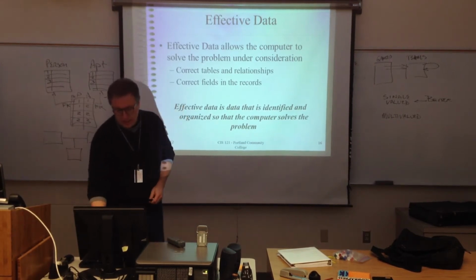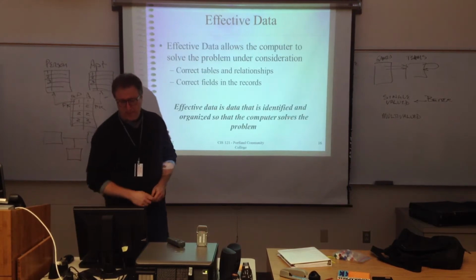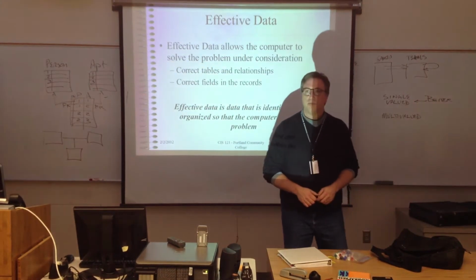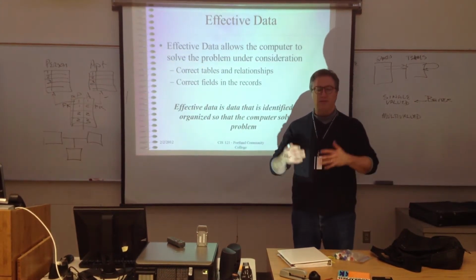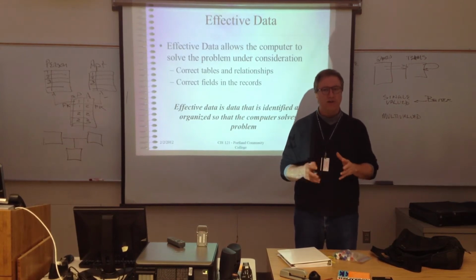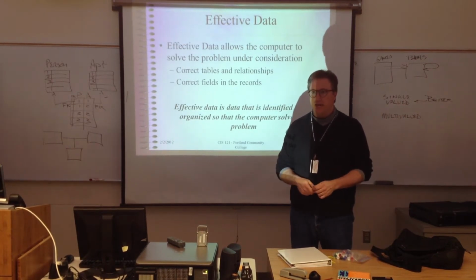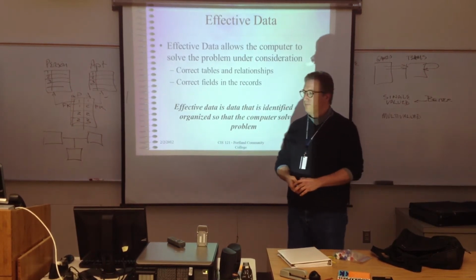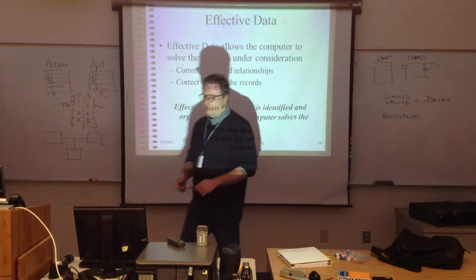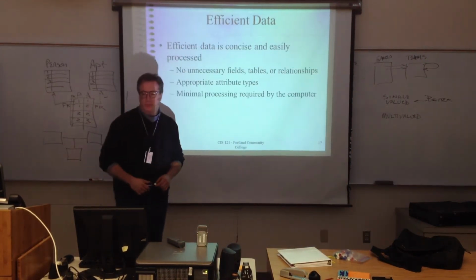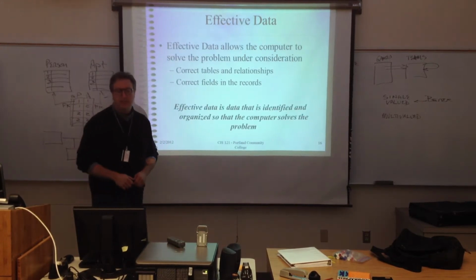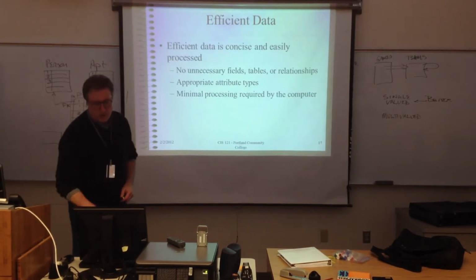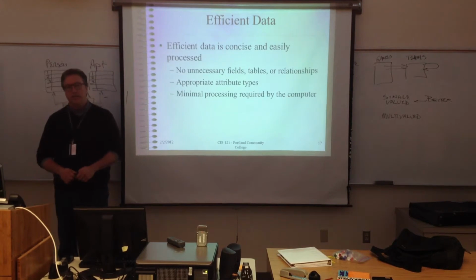There are two aspects of quality: effective data and efficient data. Effective data is a system that does what it's supposed to do. You have accurately captured the business rules, all the relationships, all the entities, all the attributes, and your database does what the customer wants. This is pretty much the systems analyst's job, to make sure that the database does what it's supposed to do. You have to go further than that, and you have to look at efficiency.